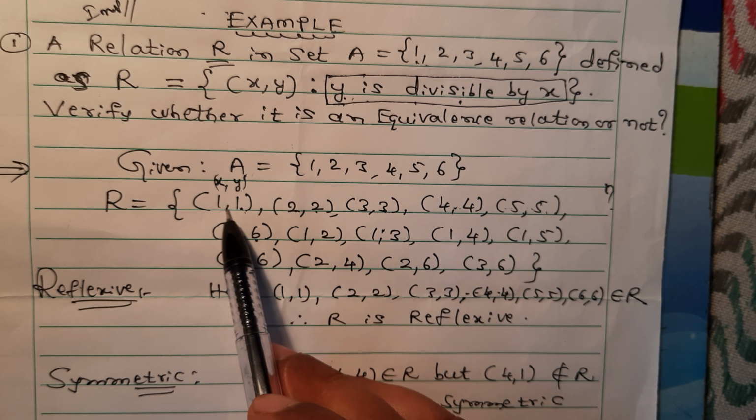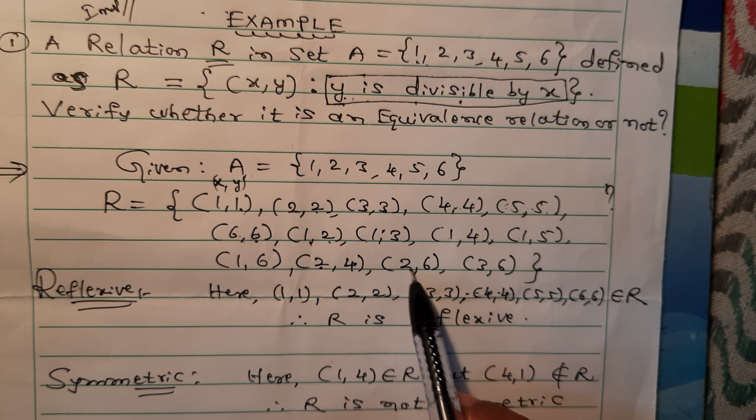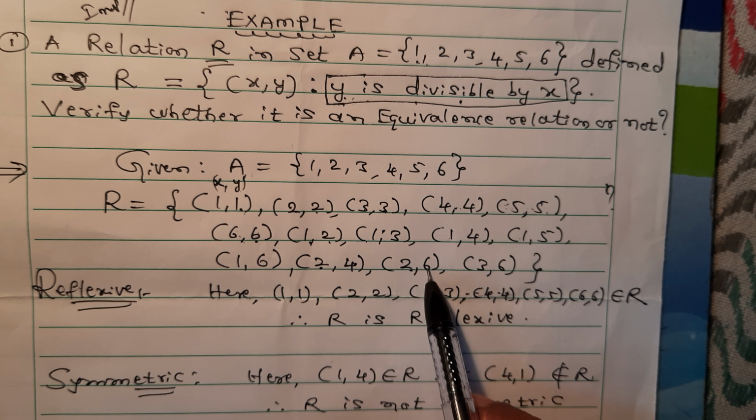Similarly here 1 divides 2, 1 divides 3. So 1 divides 4, 1 divides 6, 1 divides 5. Then if I start from 2 here, 2 divides 4, 2 2s are 4, I will get 0. 2 divides 6, 3 divides 6. So except these ordered pairs, the remaining ordered pairs do not satisfy this rule. Therefore, we can consider all these ordered pairs which follow this rule. Understood? Out of 36 pairs, only these pairs follow this: y is divisible by x or x divides y. Both are the same. So this is a very important part.